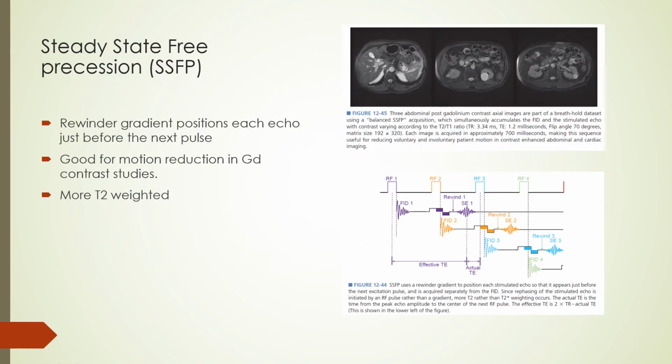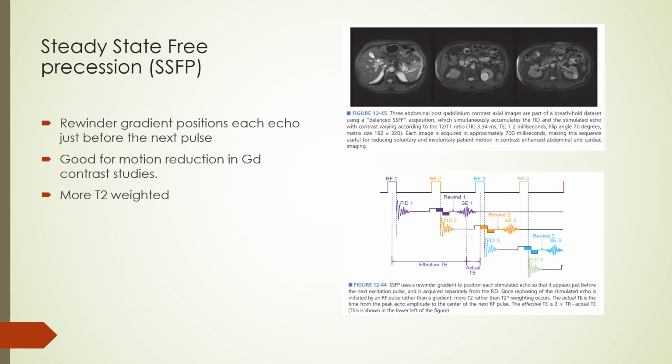In gradient echo sequences with short TR less than 50 milliseconds, the echo time TE is also very short, and so there is very little T2 contrast generated. Also, the echo contains both T2 star and T2 weighting because of poor rephasing. One application is in the steady-state free precession pulse sequence. Steady-state free precession produces signals mostly from the stimulated spin echo portion from residual transverse magnetization. A rewinder gradient is used to position each stimulated echo just before the next pulse.